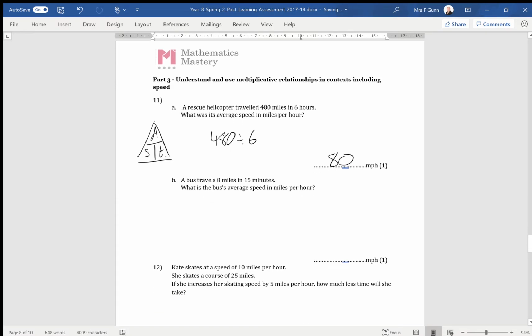A bus travels 8 miles in 15 minutes. What's the average speed per hour? Two ways about doing this. My way would be, well, 15 minutes is a quarter of an hour. So if in a quarter of an hour it can go 8 miles, half an hour it can go 16. Double that, 32.